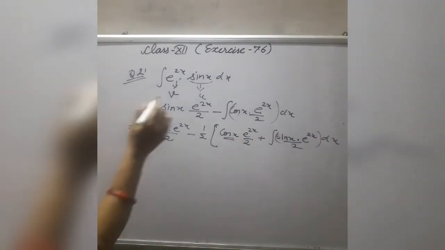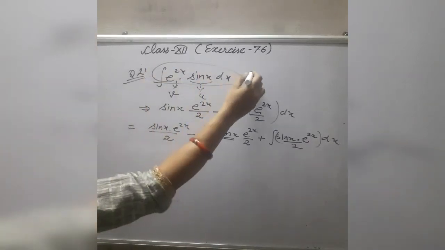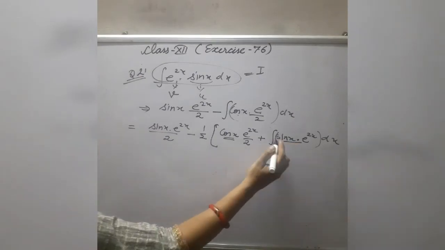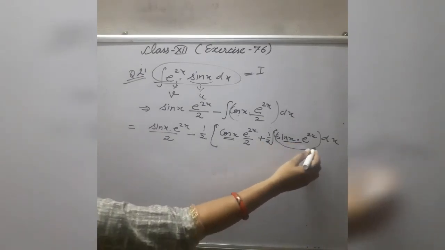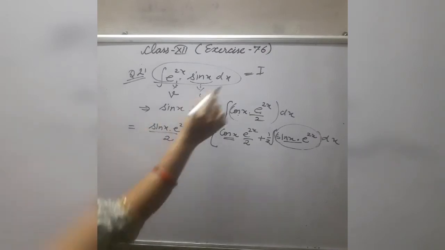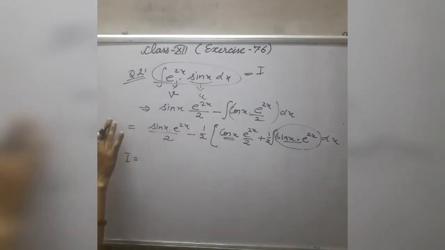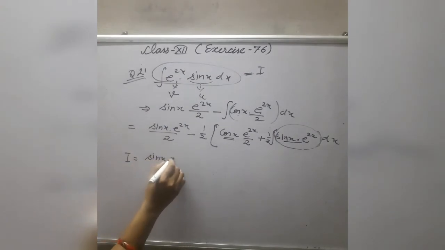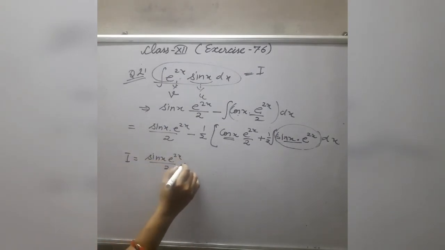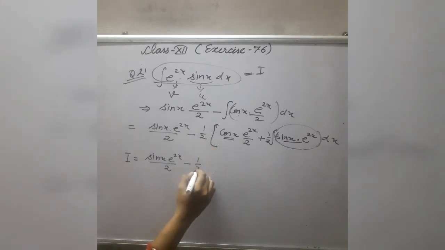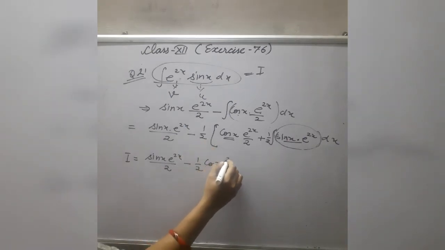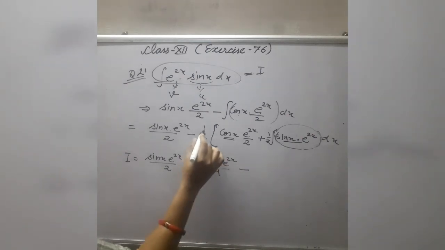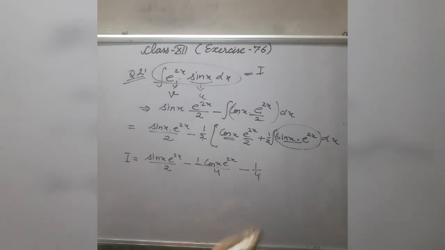If you see here, this is I. Let us suppose this complete statement is I. Again, if you take this 2 common outside the integration, then this complete result is equal to I. So this I is equal to, in place of this side, this result I have written I. It becomes sin x e raised to power 2x by 2, minus, this half is multiplied inside, minus half into cos x e raised to power 2x by 2, 2 into 2 becomes 4, minus half into half becomes minus 1 by 4.